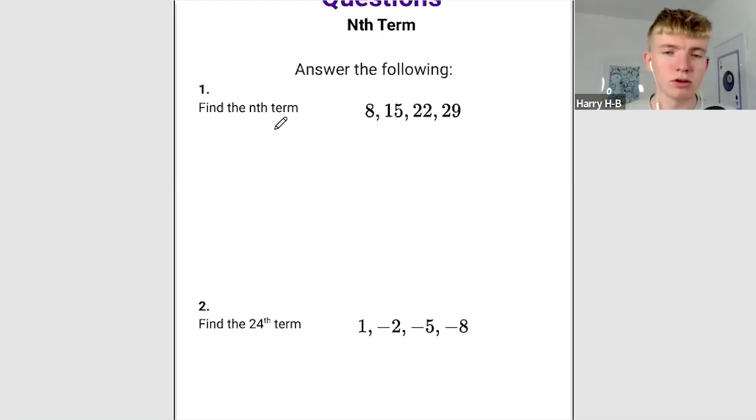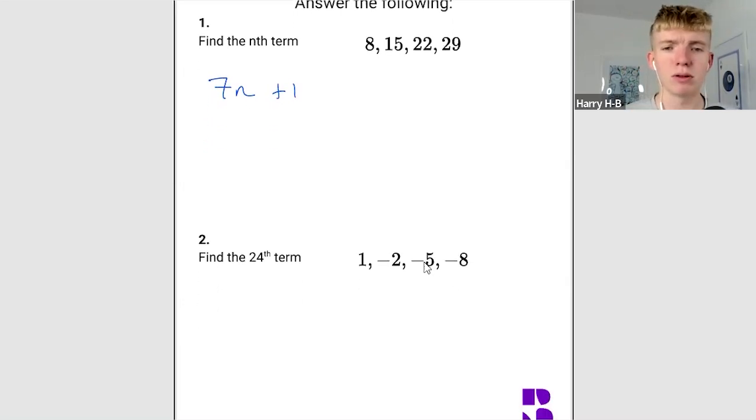Okay, we'll go through this. I'm going to speed run these. I'm just going to tell you the answer, okay? So this one, it goes up by 7 each time, meaning it's 7n, and therefore our previous term is going to be 1. So 7n plus 1. Okay, fantastic. And then find the 24th term.